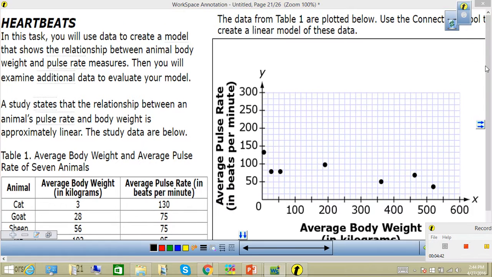Look up to the screen, please. So watch. Here's my graph. I need to draw a line that follows the pattern of these points. Necesito dibujar una línea que sigue el patrón de estos puntos. Okay? Now check this out. Let me show you what is not a best fit line.